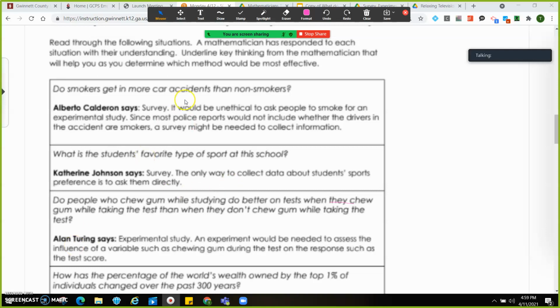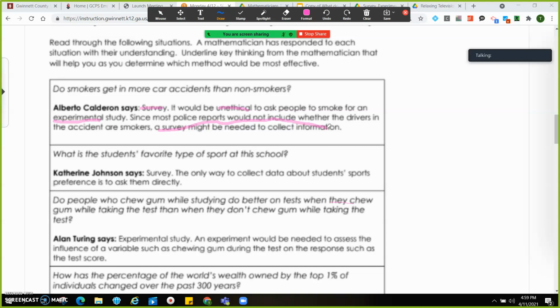So Alberto says that it's a survey, okay? So, like he said, it's unethical to ask people to smoke for an experimental study, so that's why it wouldn't be an experimental study. All right. Since most police reports would not include whether the drivers in the accident are smokers, a survey might be needed to collect information. So you could be like, hey, police officers, can you ask these people, if they don't want to participate, they don't have to. But police officers are going to be your easy access to accidents.